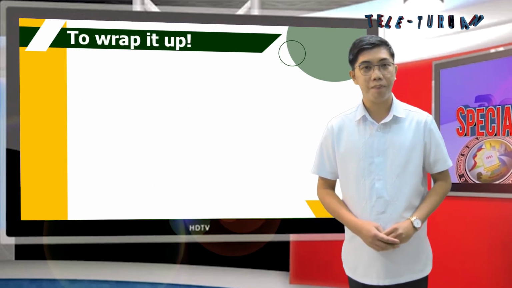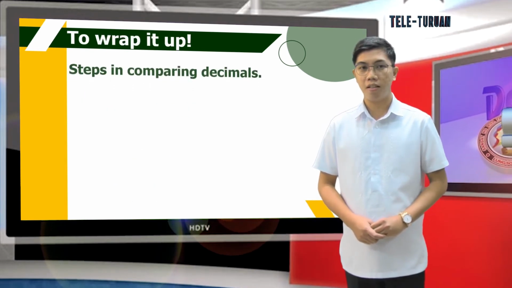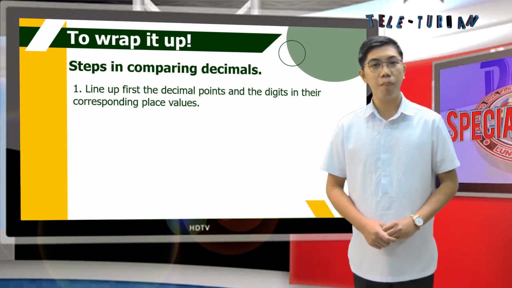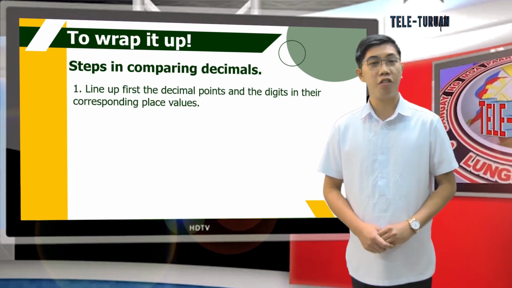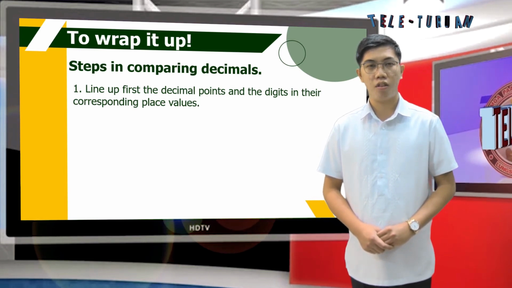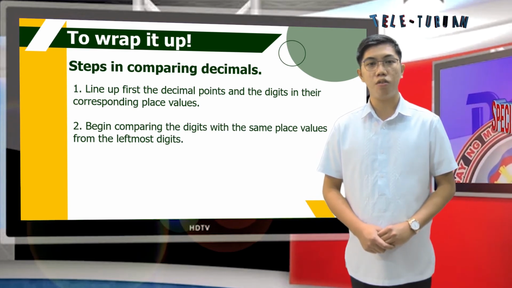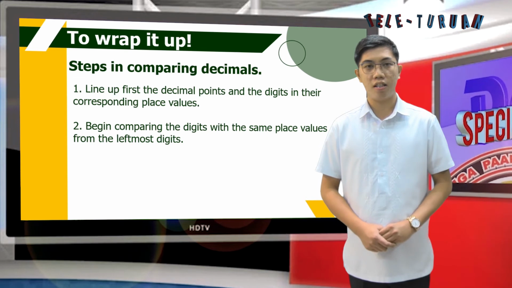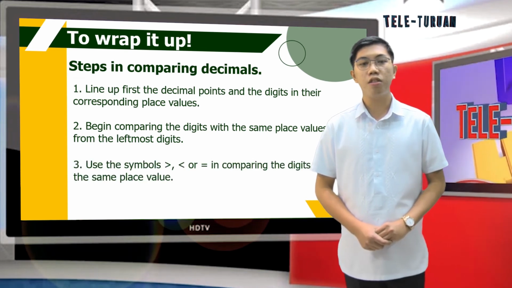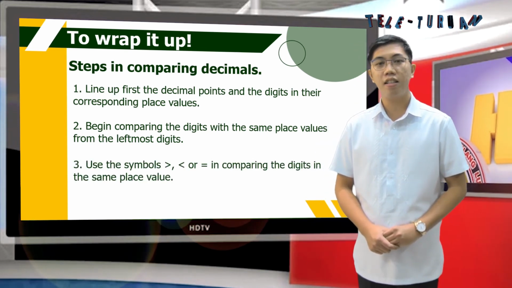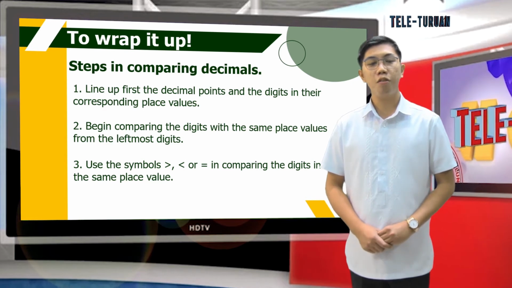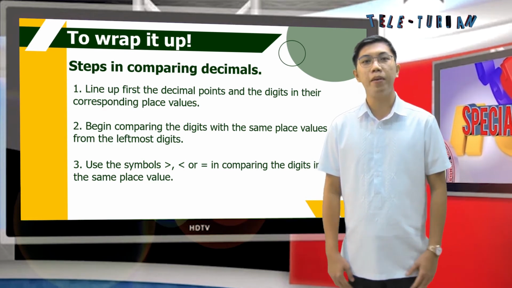To wrap it up, in comparing decimals, line up first the decimal points and the digits in their corresponding place values. Begin comparing the digits with the same place values from the leftmost digits. And use the symbols greater than, less than, or equal to in comparing the digits in the same place value.